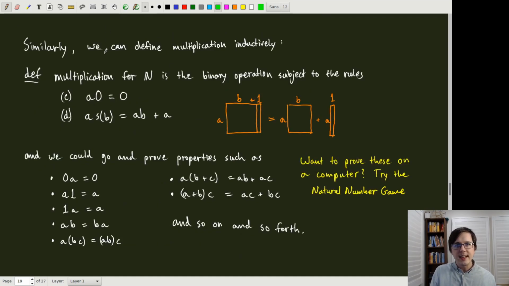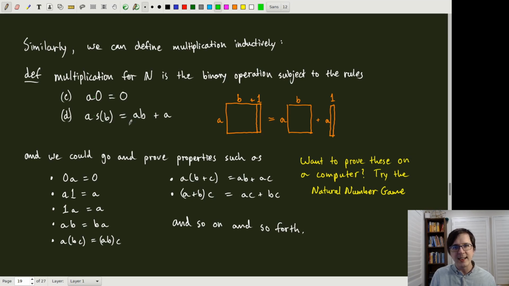Okay, so now that we've seen all this stuff about addition, I'll just give you a cursory overview of what multiplication would be. First of all, multiplication for natural numbers, which I'll write using the standard juxtaposition of symbols, or a dot sometimes if I want, is the binary operation subject to 2 rules. Rule 1 is that if you multiply a number by 0, you get 0. And rule 2 is that if you multiply a number by the successor of a number, then we could multiply those numbers and then add the first number.